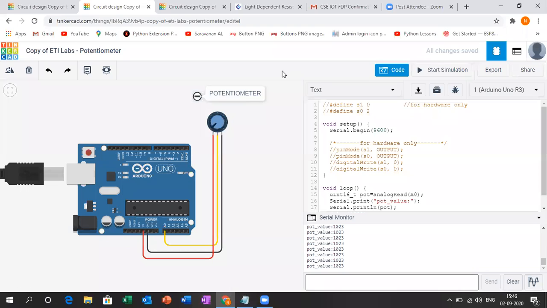Nadir, you can start the next experiment now, gas sensor. Okay, sir.